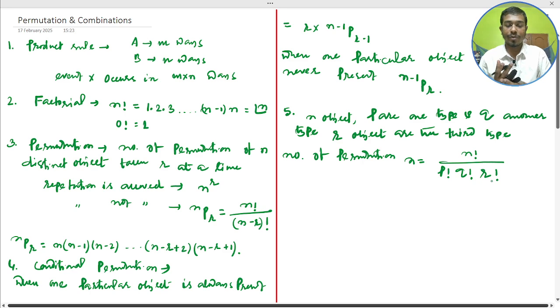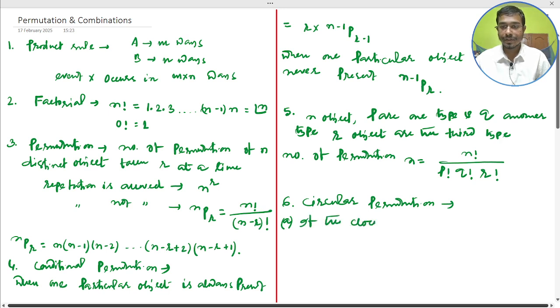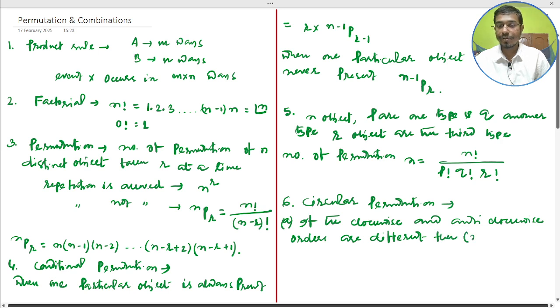Next, the circular permutation. Case 1: if the clockwise and anti-clockwise orders are different, then the permutation would be n minus 1 factorial.